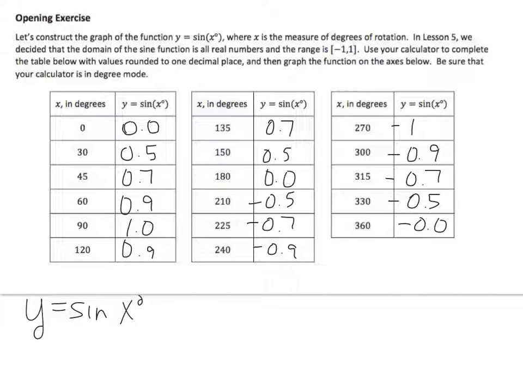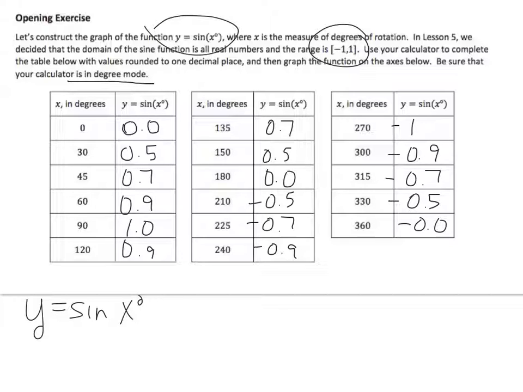First, let's construct the graph of y equals sine x, where x is the number of degrees of rotation. Back in lesson 5, we decided that the domain of the sine function is all real numbers, and the range is -1 to 1. We're going to use our calculator to complete the table below with values rounded to 1 decimal place, and then graph the sine on the axes, which is on the next slide. Be sure that your calculator is in degree mode.